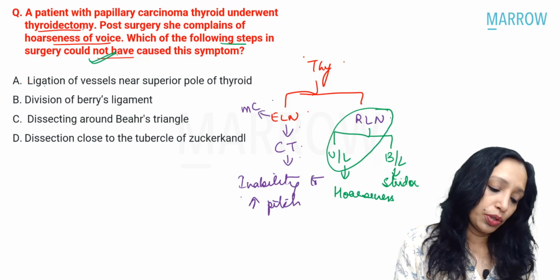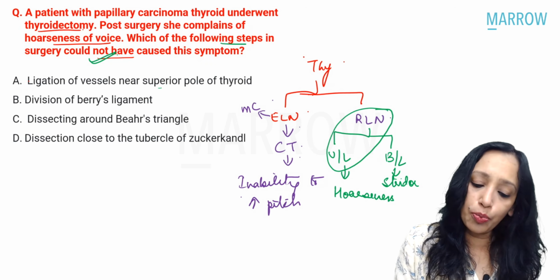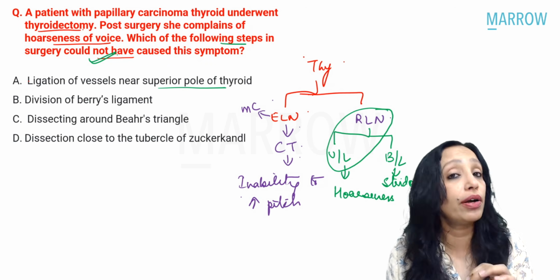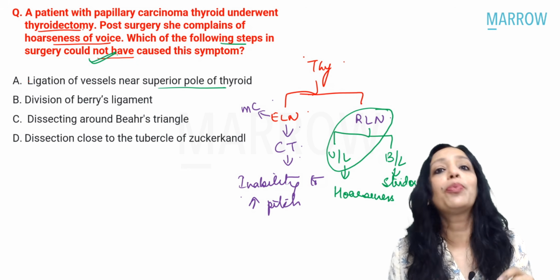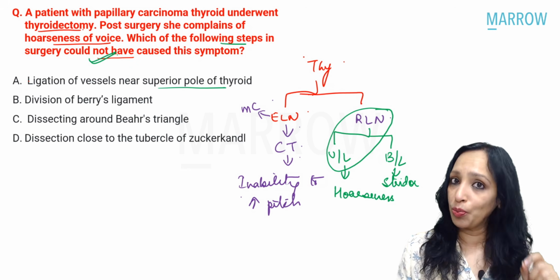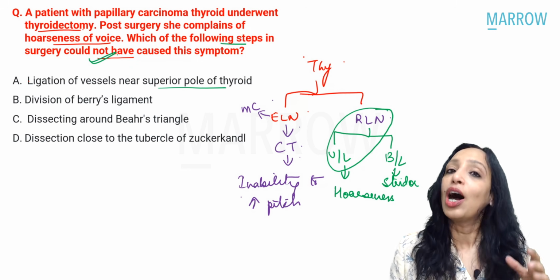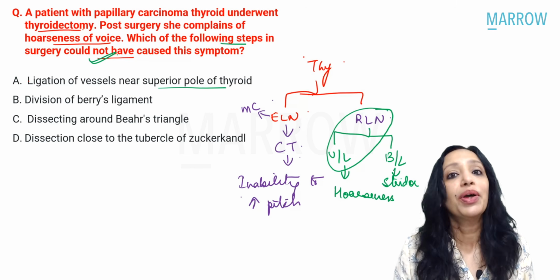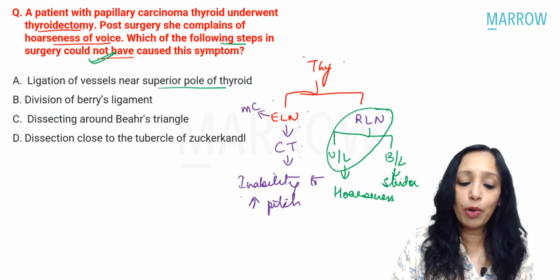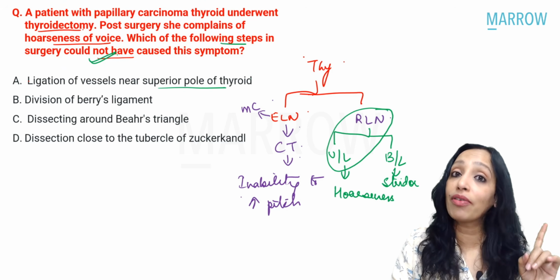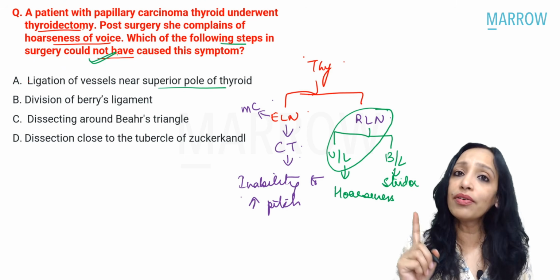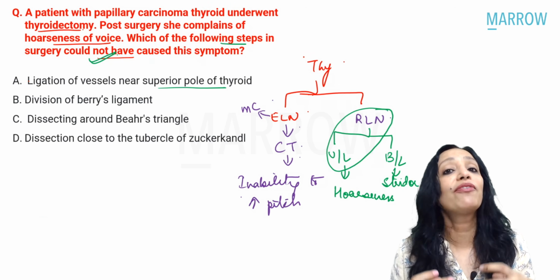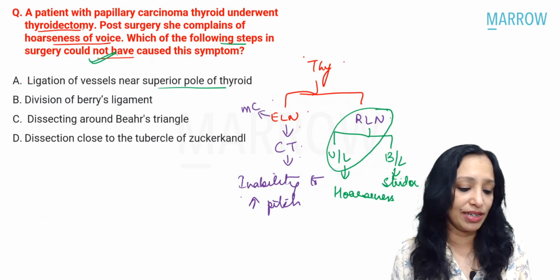The first choice, ligation of vessels near the superior pole of thyroid. Can this cause injury to the recurrent laryngeal nerve? At the superior pole of thyroid, we have the superior thyroid artery, along with which goes the external laryngeal nerve. So the superior pole of thyroid will not injure the recurrent laryngeal nerve. The recurrent laryngeal nerve is associated with the inferior pole of thyroid, where we have the inferior thyroid vessels.